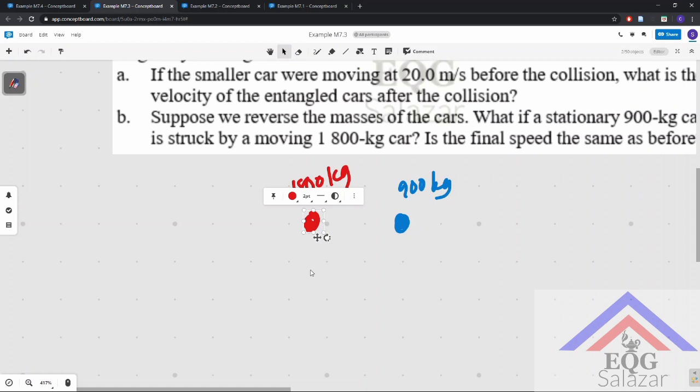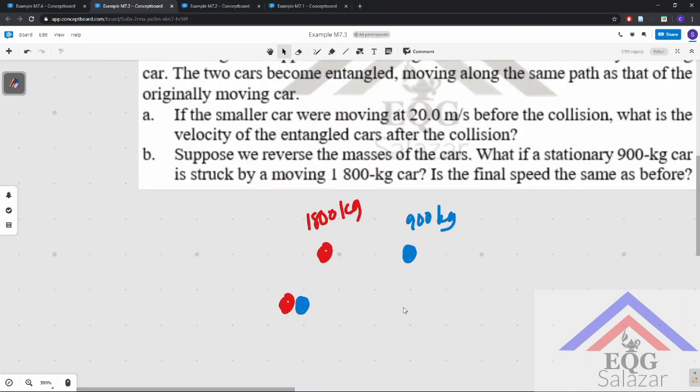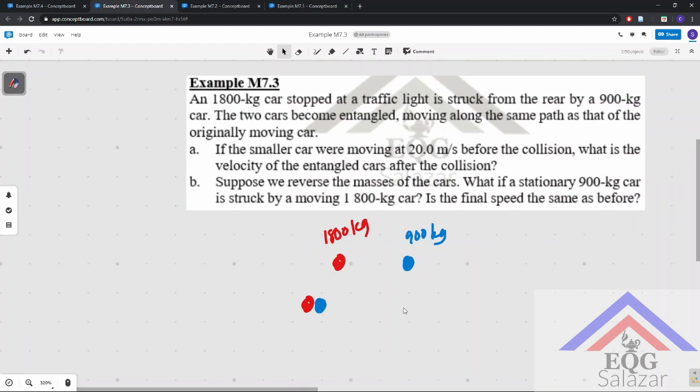Okay, so let me copy that. It strikes the red particle, and then they become entangled, right? And then they move together in the direction of the originally moving car. So if this particle is going here, then the velocity would be going there as well. Now we see that this is a perfectly inelastic collision.